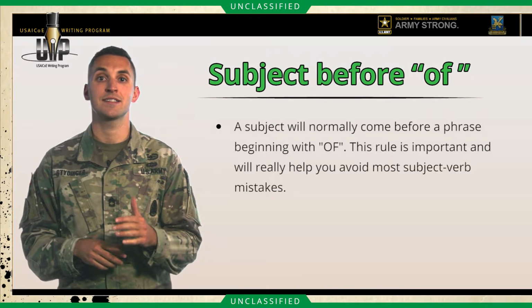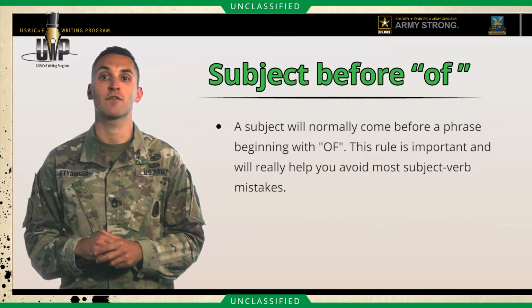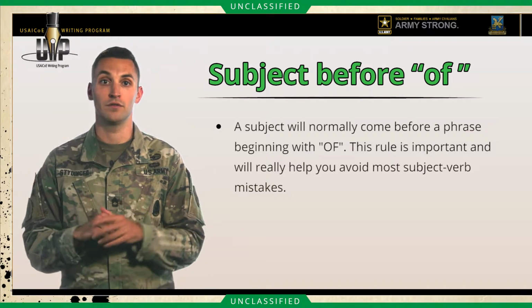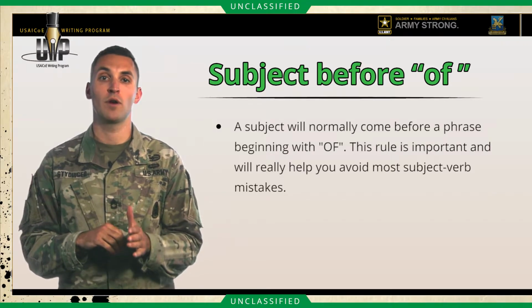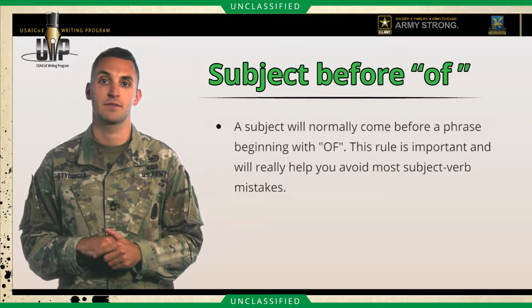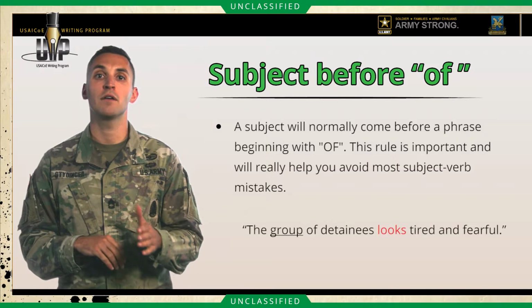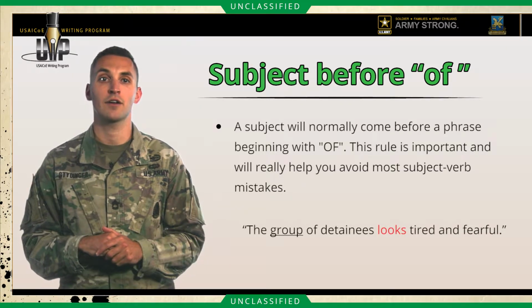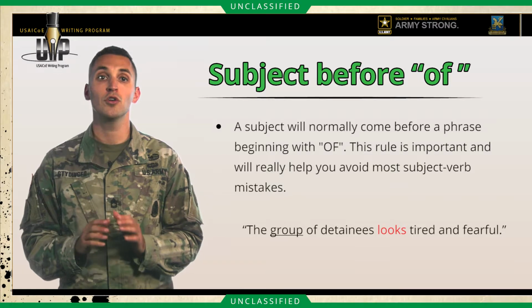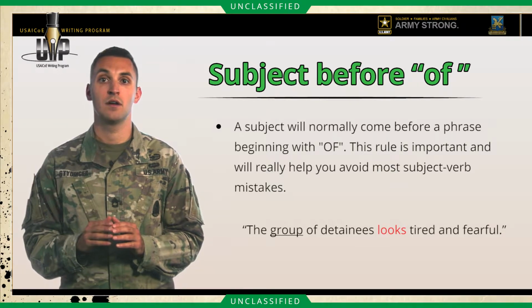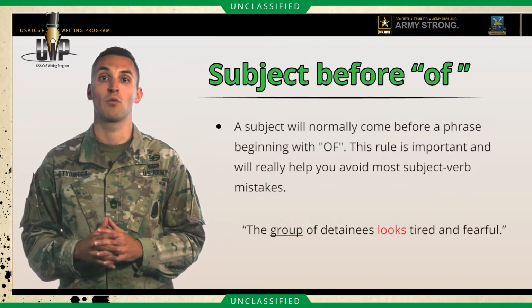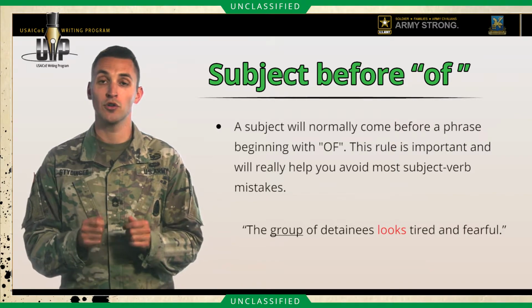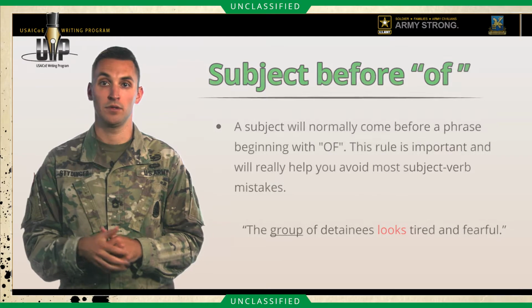A subject in a sentence will normally come before a phrase beginning with the word of. This rule is important and will really help you avoid most subject-verb mistakes. The group of detainees looks tired and fearful. Group is the subject. Of detainees is just further description of the word group. Group takes a singular verb.